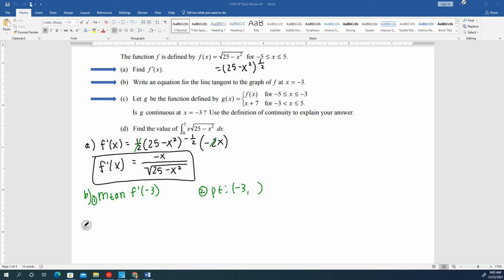So all I have to do is find f prime of -3. So if you didn't know how to find the derivative in part A, this would kind of be hard to do part B. This is another no calc. All right, to get +3, 25 minus 9 is 16. So we get 3/4 for the slope.